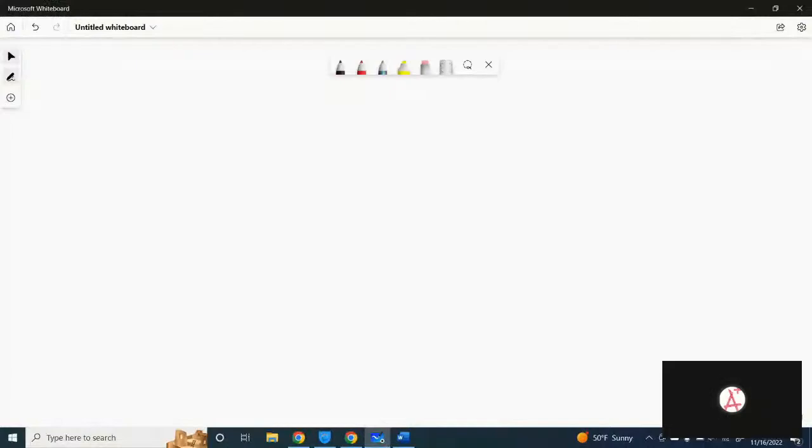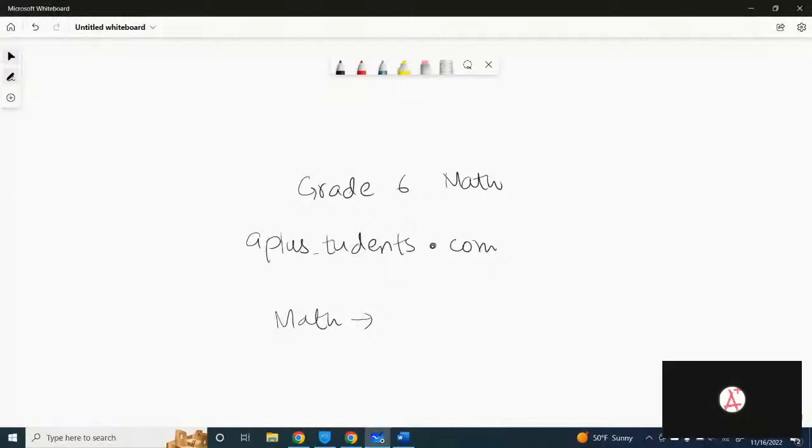So, we're going to start with grade 6 maths. You can find all the lessons on aplusstudents.com. You have to select math from the subject tab. Then, you have to scroll down to grade 6 maths. And we are going to start working on the chapter mixed operations.